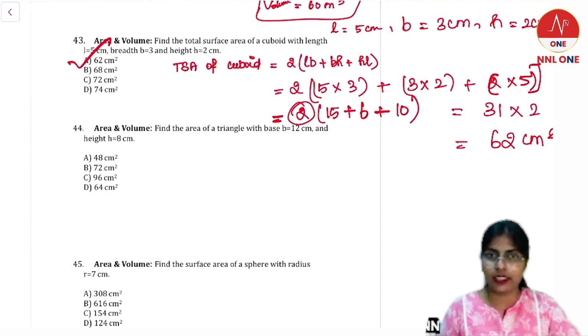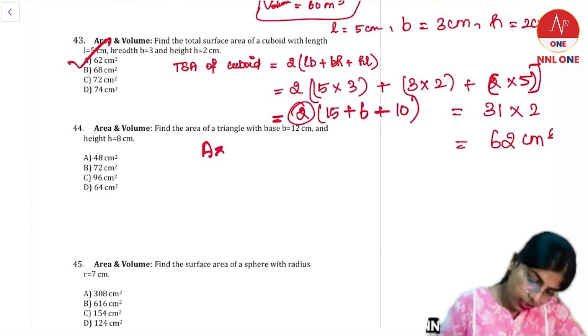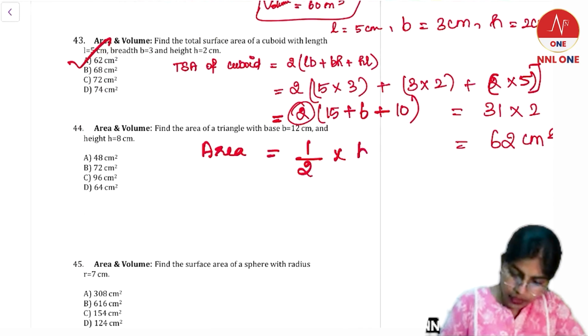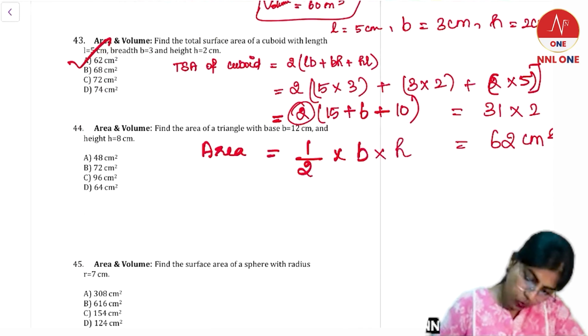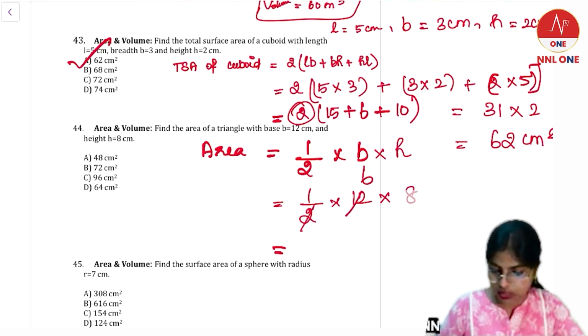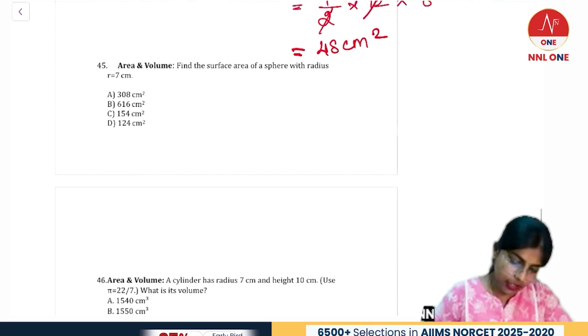Next, find the area of triangle with base is equal to 12 centimeter and height h is equal to 8 centimeter. What is the area of triangle? It is 1 by 2 into breadth into height. What is the breadth value? 1 by 2 into 12. What is the height value? It is 8. 2, we can cancel it, 6. 6 into 8, 48 centimeter square. Option A.